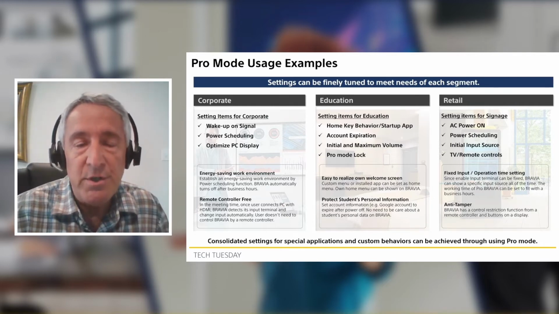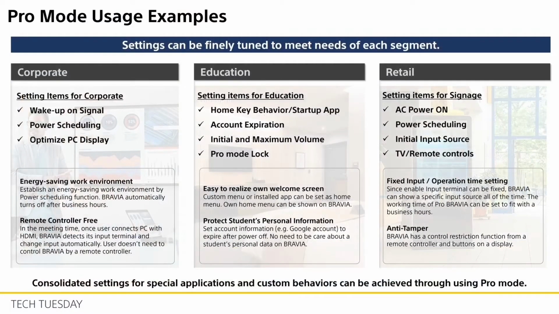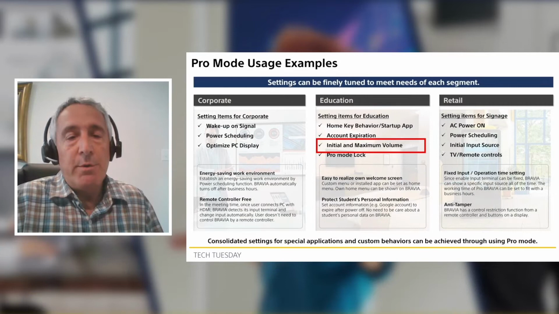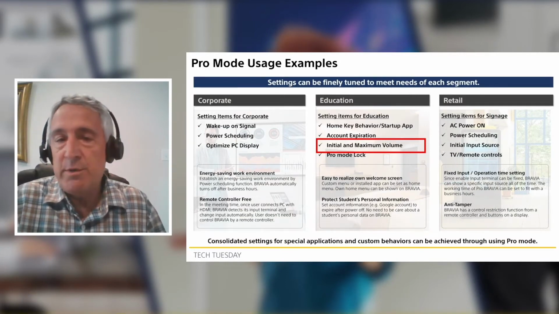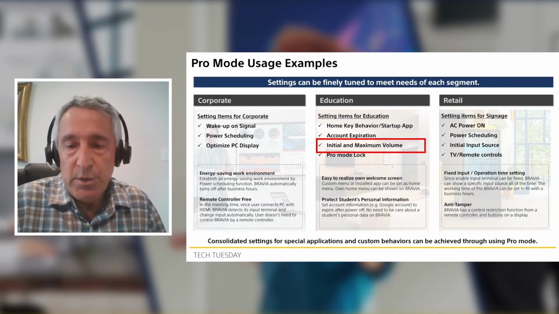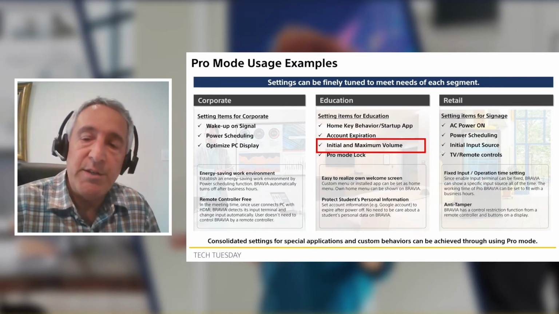Now in the education environment, here's another example of what we might want to use. Let's talk about initial and maximum volume. So we can set the display to always turn on with a specific volume level, and then we can restrict that volume level so that we don't disturb adjacent classrooms or, in corporate, adjacent meeting rooms. So now let's take a look at how to set that up.